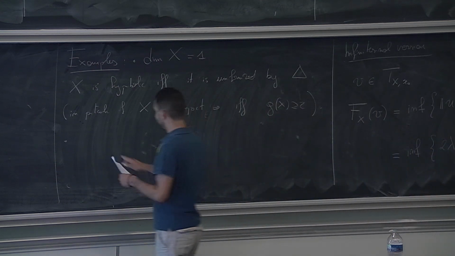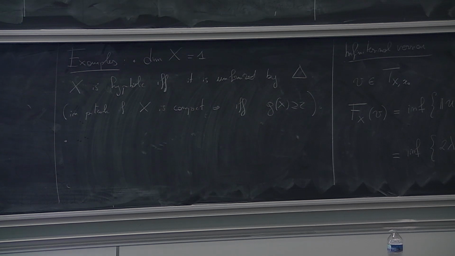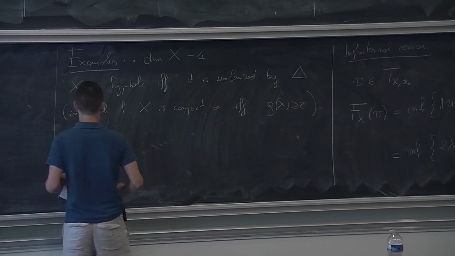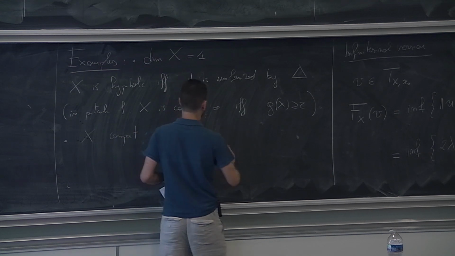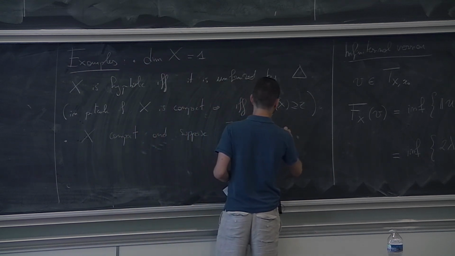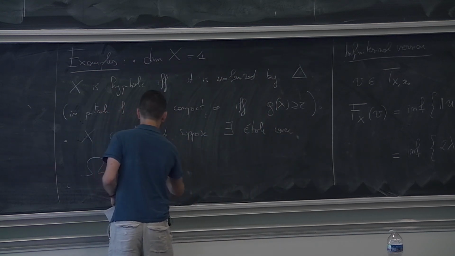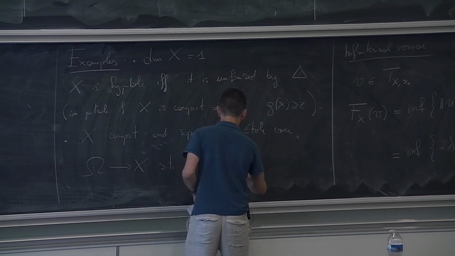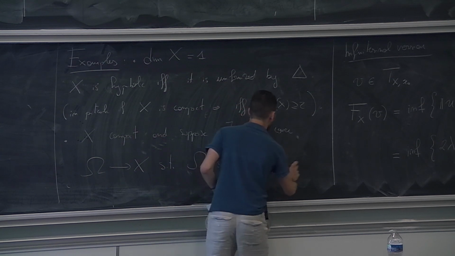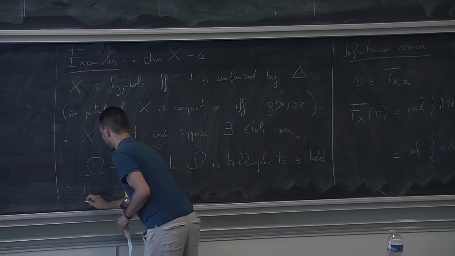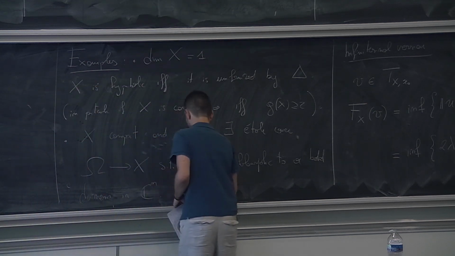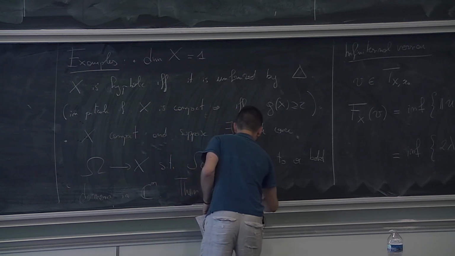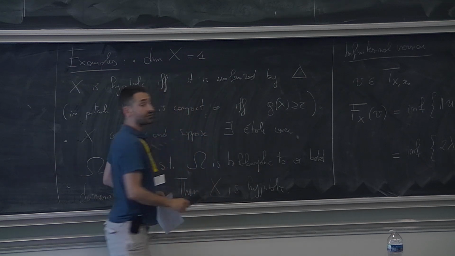So this is the next series of examples, maybe the most classical one, for hyperbolic manifolds in all dimensions. So now take X compact, and suppose there exists some étale cover omega of X such that omega is holomorphically isomorphic to a bounded domain in Cn. Then X is hyperbolic. This is just Liouville's theorem.